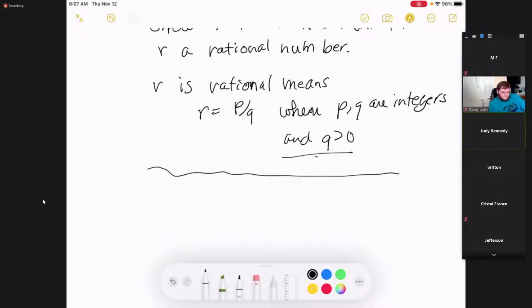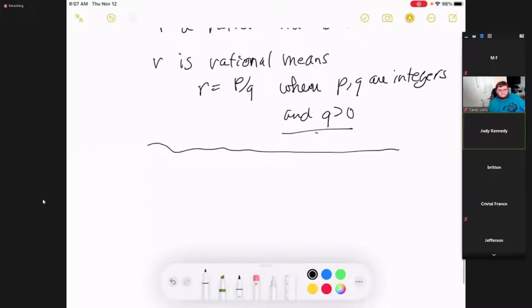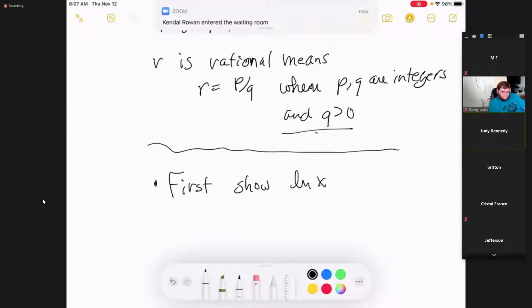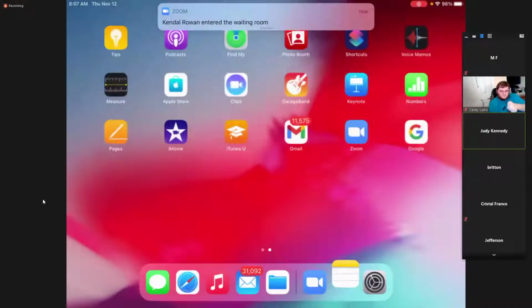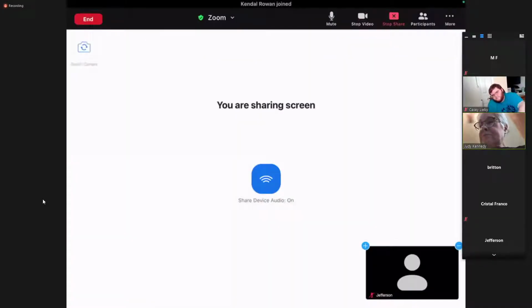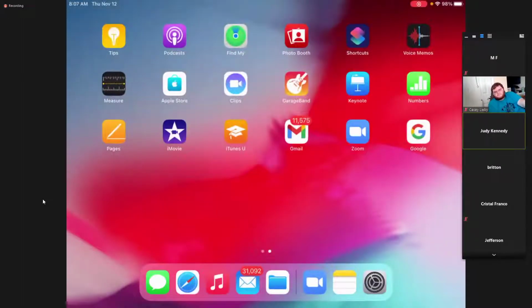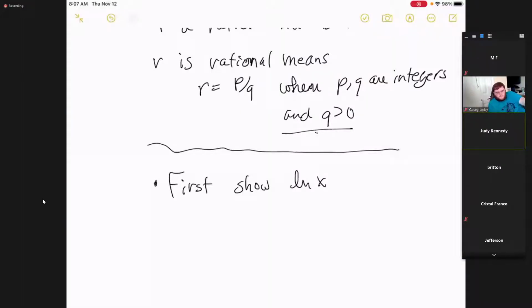Okay, so we're going to prove this for the rational numbers. And to do that, I'm going to look first, show that ln of x to the 1 over q is equal to 1 over q times ln of x. Somebody else wants in. Okay, once I have this, the rest is easy.